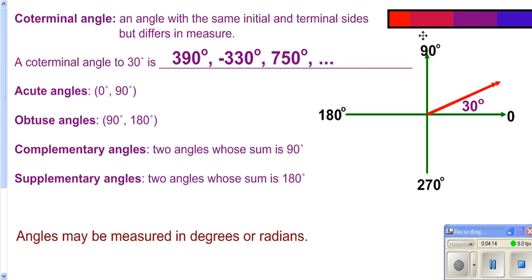Acute angles are between 0 and 90 degrees. Obtuse angles are between 90 and 180 degrees. Complementary angles are two angles that add up to 90 degrees, while supplementary angles are two angles that add up to 180 degrees.